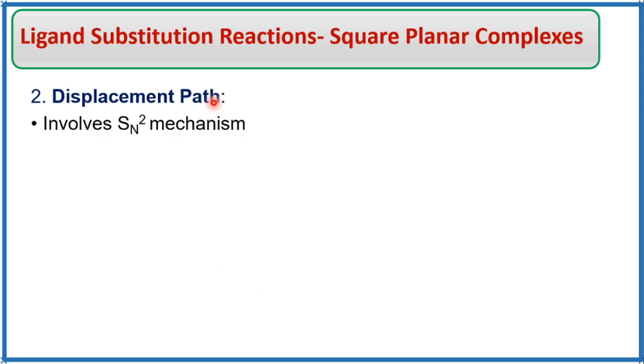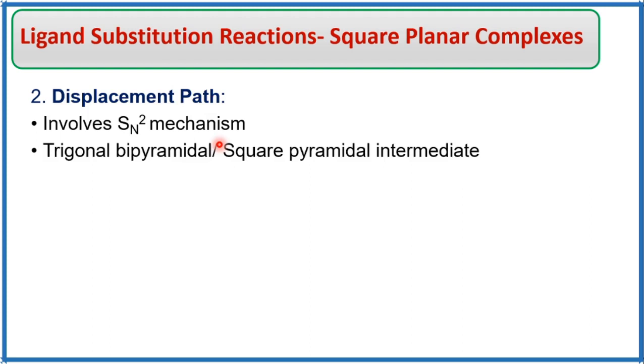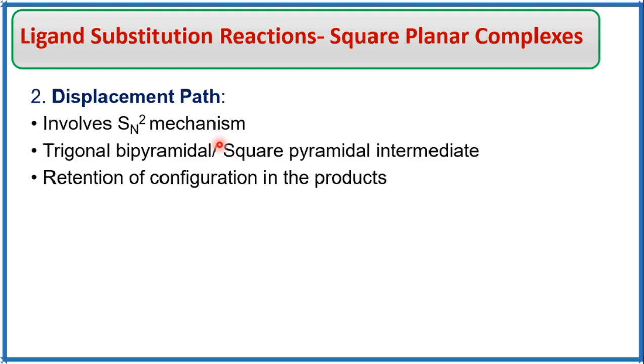And the displacement path involves the SN2 mechanism like we have seen in octahedral complexes, and here also a trigonal bipyramidal or square pyramidal intermediate will be formed. Then there is retention of configuration in the products. That means products will have the same configuration as the reactants.